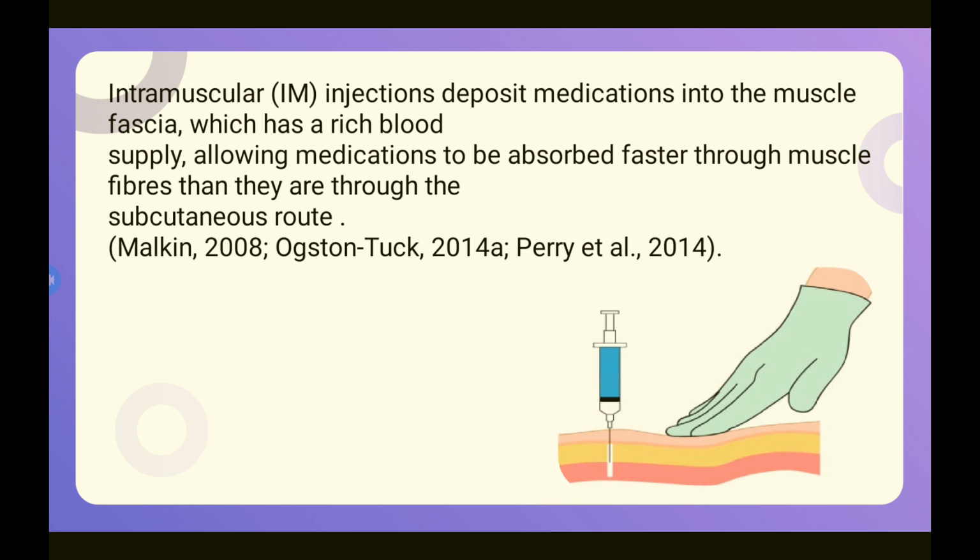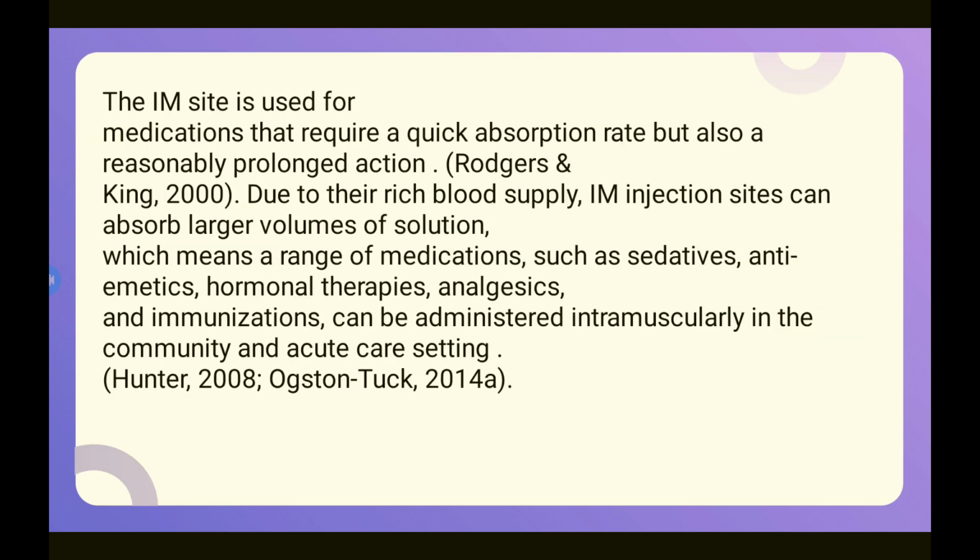The intramuscular injection means deposit of the medication into the muscle fascia, which has a rich blood supply, allowing the medication to be absorbed faster through the muscle fibers than through the subcutaneous route. The intramuscular site is used for medication that requires a quick absorption rate but also a reasonably prolonged action.